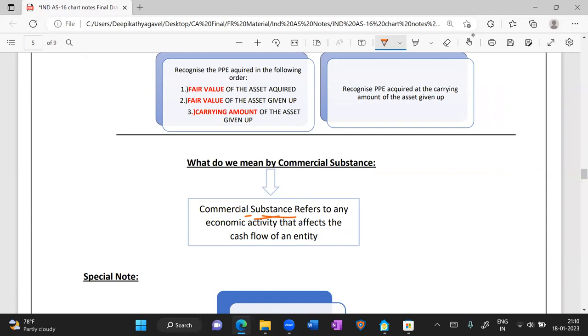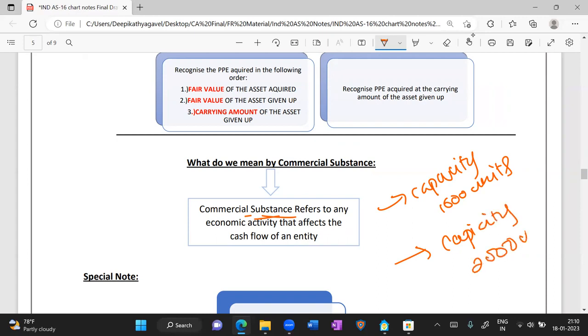Let me give you a very simple example. Let's suppose, taking the same example, an exchange of machineries is happening. You have a machinery which has the capacity to produce 1,000 units, and you are exchanging that for a machinery which has a capacity to produce 2,000 units. So in this exchange transaction, is there a commercial substance? If I ask you, your answer should be absolutely yes, there is a commercial substance.